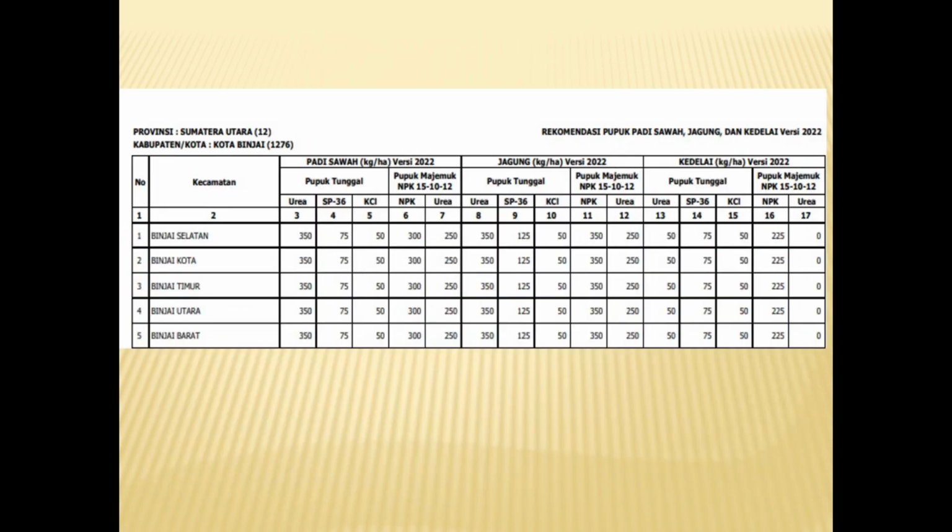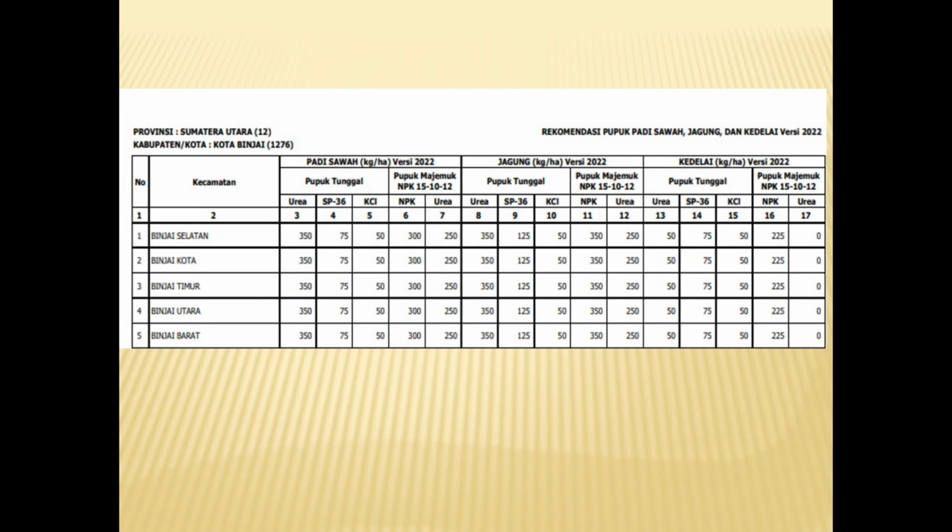This is the useful fertilizer recommendation. We already know the weather and soil fertility information. Then we continue to fertilizer. If it's a single fertilizer, then the recommended fertilizers are urea, 350, 75, and 50. For West Binjai, the dosages of urea are 350, 75, and 50. Both are different for rice fields.